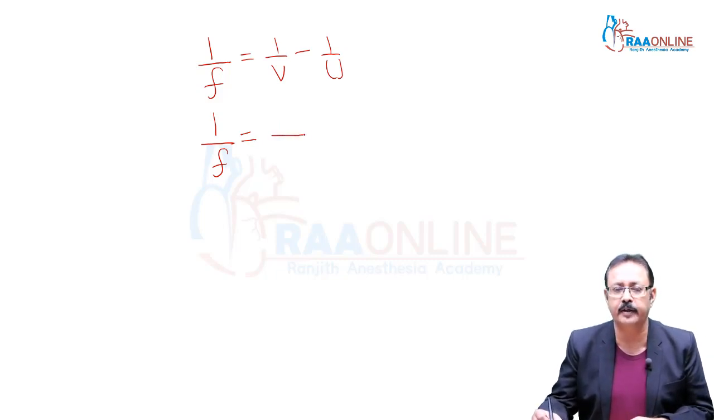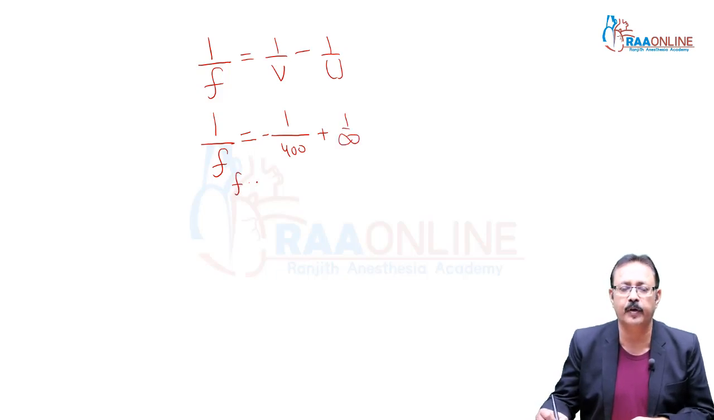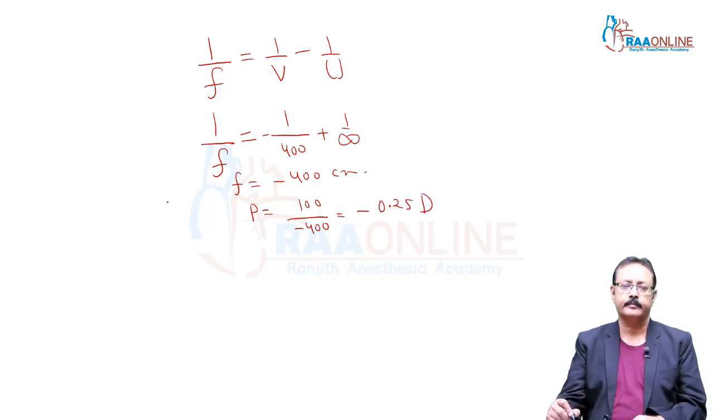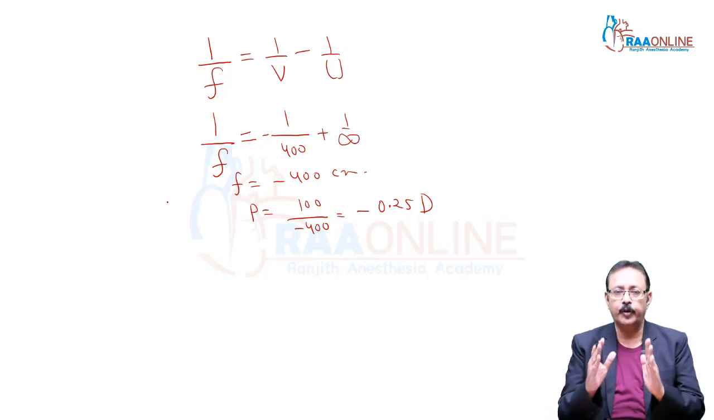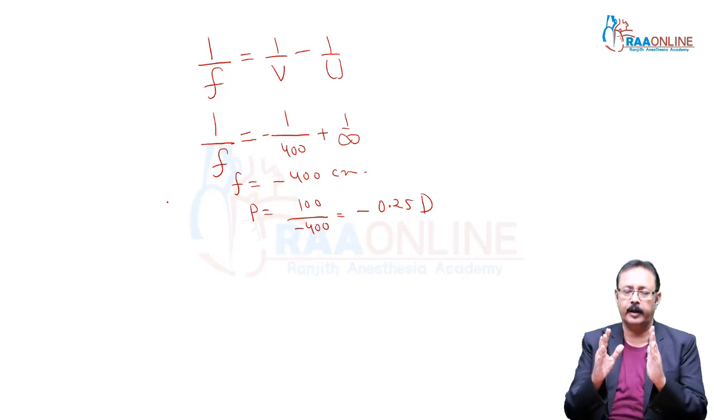So v is 4 meters, meaning 400 centimeters, and u is at infinity. So you need a lens of focal length minus 400 centimeters. Its power should be 100 upon f, meaning minus 0.25 diopter. So now we will try to solve our 45 problem assignment on ray optics.